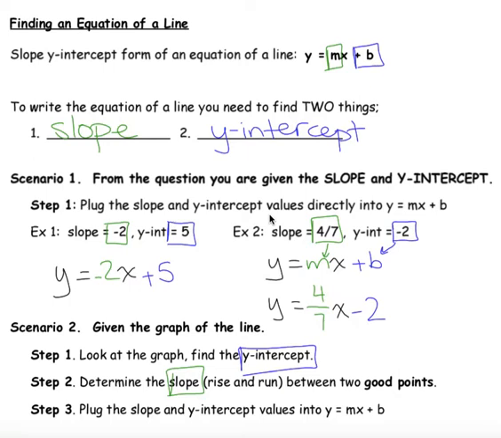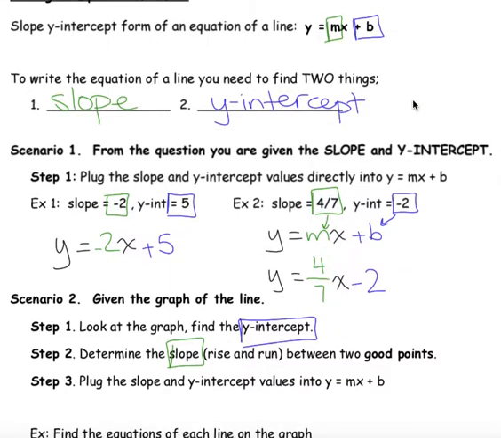Hey guys, so today we're going to be looking at the different ways to find the equation of a line. The equation of a line that we normally see is y equals mx plus b. To write this equation, we need to find two things: the slope, which is m, and the y-intercept, which is b.